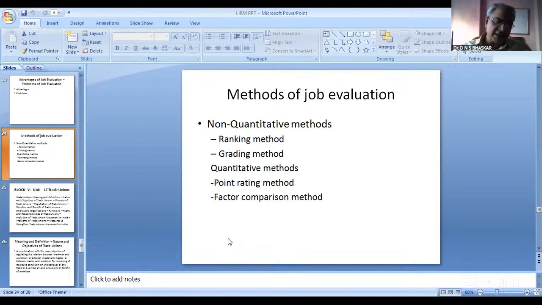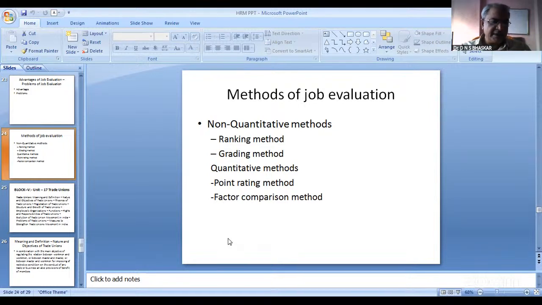The first technique in the ranking method is the benchmark technique. In the benchmarking technique, what is the highest job that stands at the topmost level? That is one. What is the lowest bottom level job that is to be identified? These two act as benchmarks for determining the various other important jobs in that particular organization.